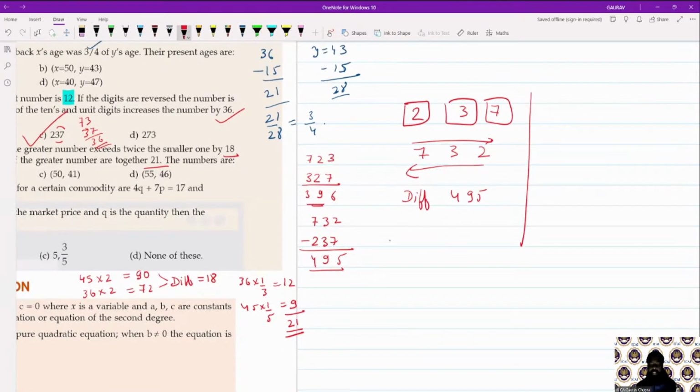Now, what was the second condition? The second condition was, if we interchange the last two digits, like 3 and 7, if we interchange this, what will it become? 7 and 3. So the gap between them should be 36. We calculated the difference and the difference is 36. So this second condition is also verified. So when both conditions are verified, that means that option is correct.